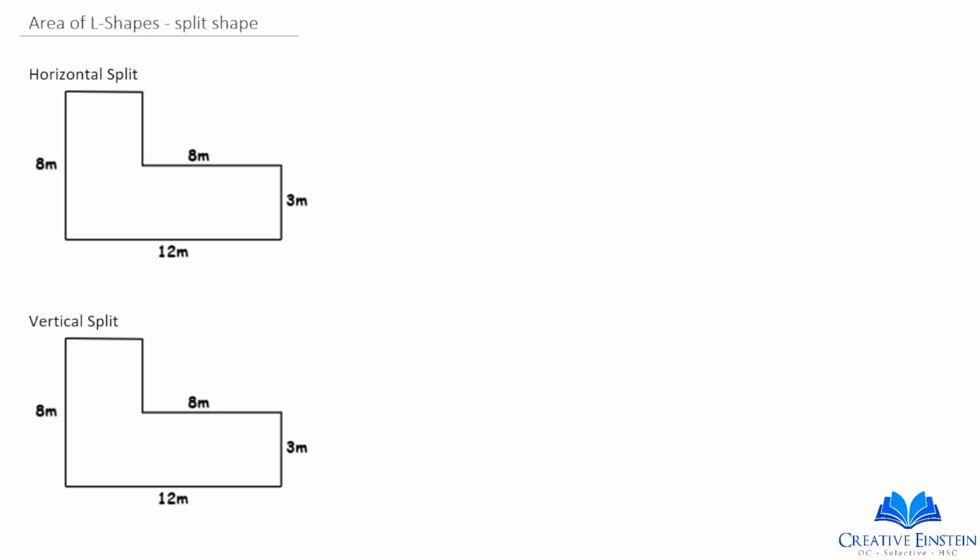So in our first example, we're looking at this L shape and we're going to do a horizontal split. That means I'm going to draw a horizontal line across here. And now I have two rectangles, the large rectangle on the bottom and a small rectangle at the top. So large rectangle I'm going to call A, small rectangle I'm going to call B. It honestly does not matter what you call it. So the area of this L shape is going to be the area of A plus the area of B.